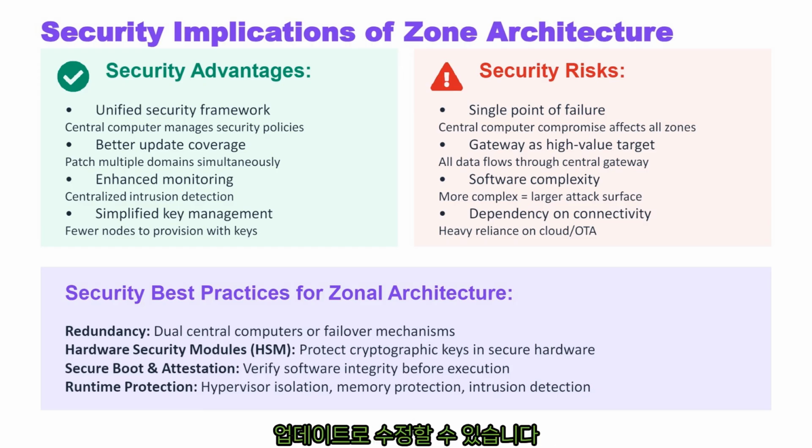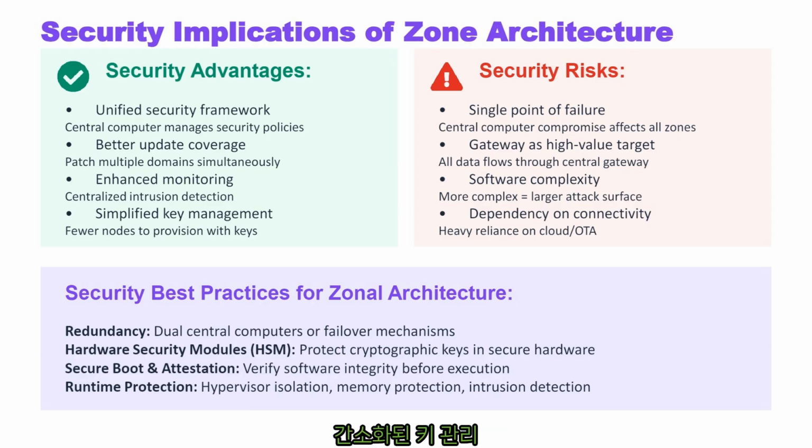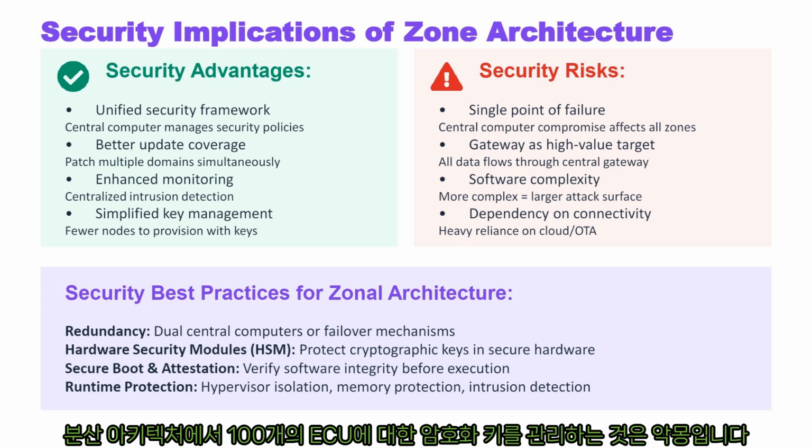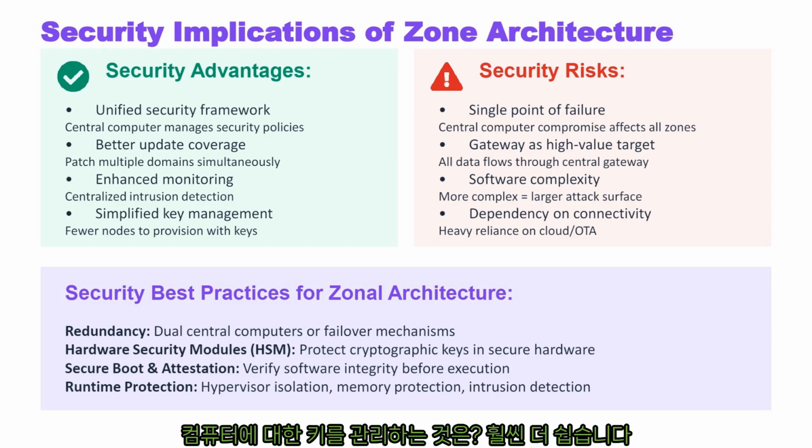Enhanced monitoring. Centralized intrusion detection. One security operations center monitoring all vehicle activity. Simplified key management. Fewer nodes means fewer keys to manage. In a distributed architecture, managing cryptographic keys for 100 ECUs is a nightmare. Managing keys for 15 zone controllers and one central computer? Much easier. But now look at the security risks in the red box on the right.